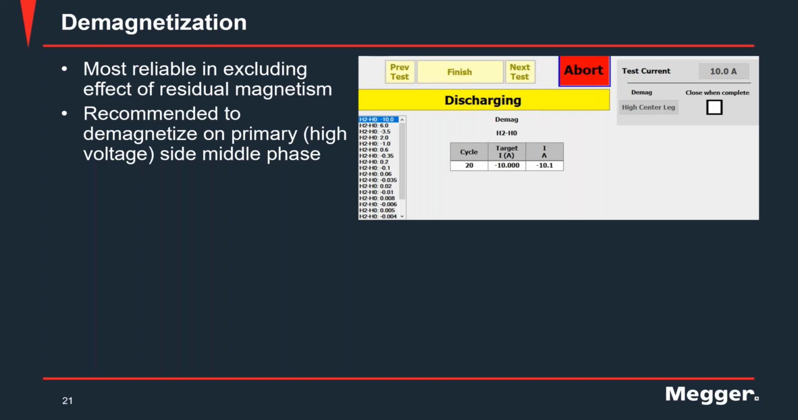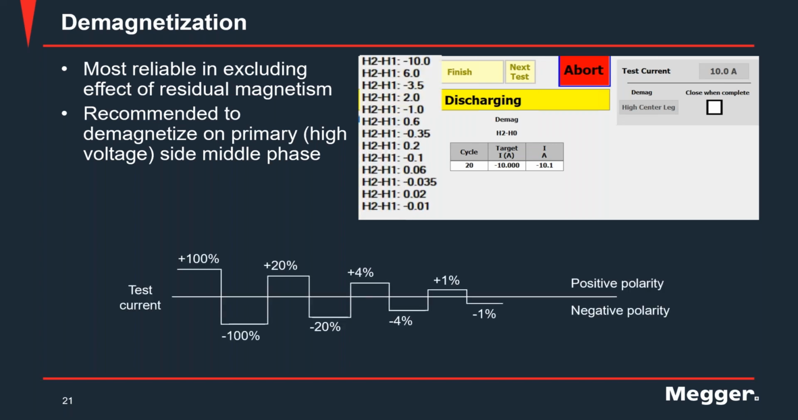Based on field experience, it is recommended that you demagnetize on the high voltage side and on the middle phase. Part of the demagnetization process involves changing the magnitude and polarity of the test current. You can see on the right hand side of your screen that the polarity of test current is changed from negative to positive through several cycles. That's the concept of effective demagnetization.